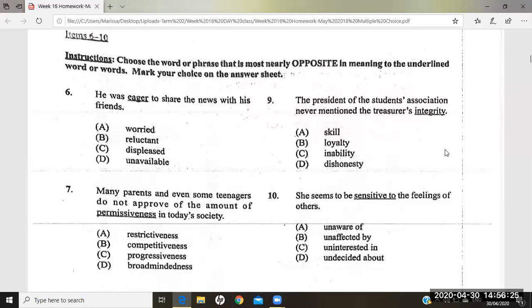And number 10, she seems to be sensitive to the feelings of others. So what's the opposite of sensitive to? Be unaffected by. Excellent. Be unaffected by. Very good, Luke.